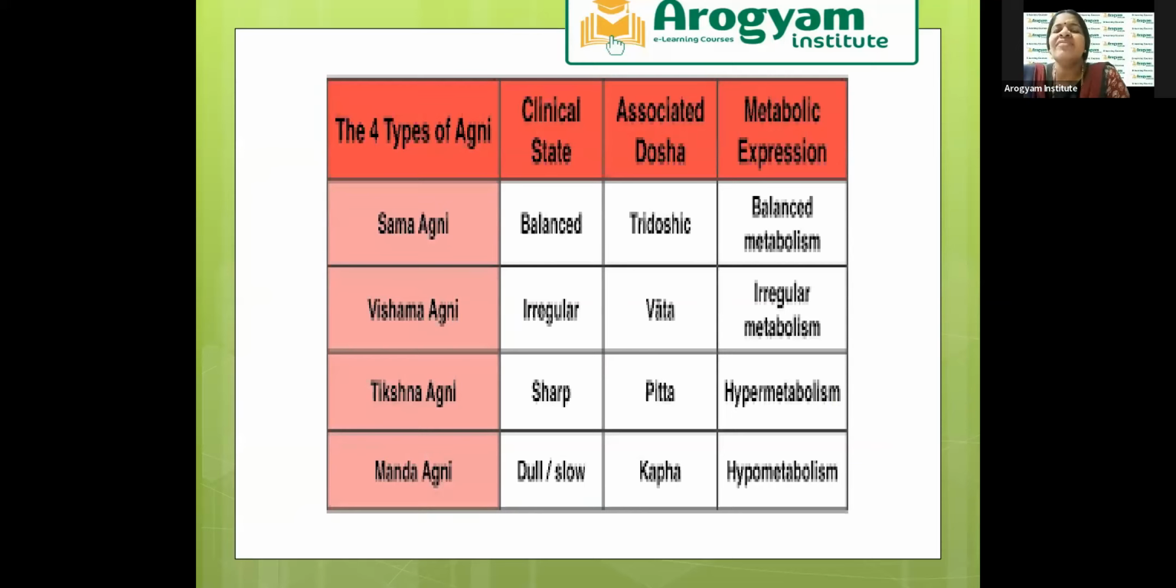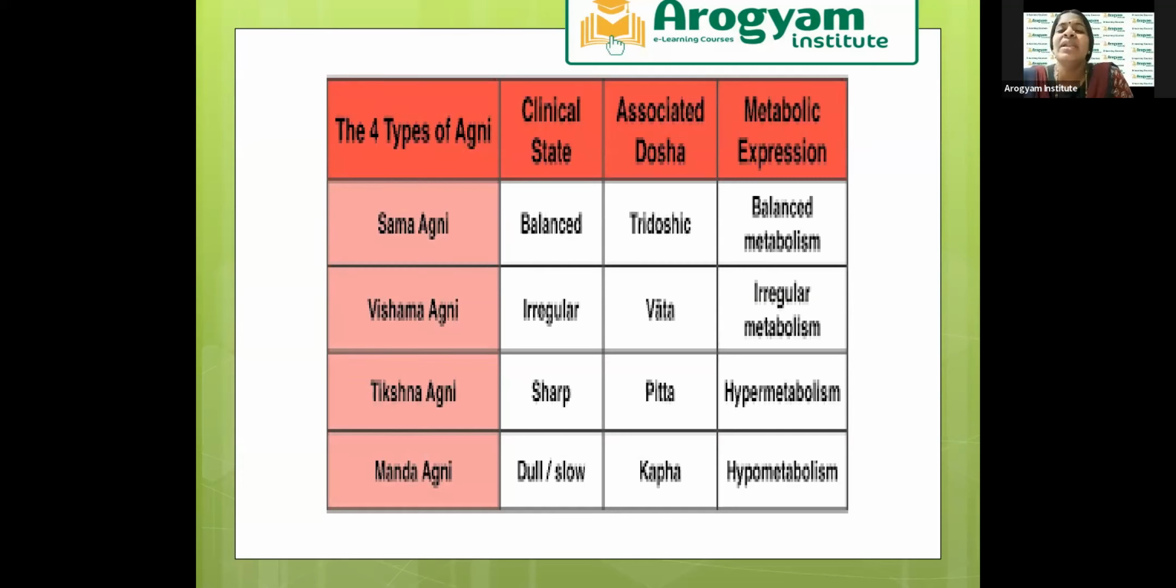So this is another way of classification. So 4 types of Agni. First is Samagni. Samagni तो हमें देखने मिलता है balanced state of doshas में, and it is associated with the 3 doshas, and metabolic expression is balanced metabolism. So this differs from person to person. कभी कभी कुछ लोगों का समाग्नि होता है, and then कुछ लोगों का विषमाग्नि, कुछ लोगों का तीक्ष्णाग्नि और कुछ लोगों का मंदाग्नि, या फिर एक ही व्यक्ति में हम all these types of agnis we can see at different times, right? So these are different 4 agnis.